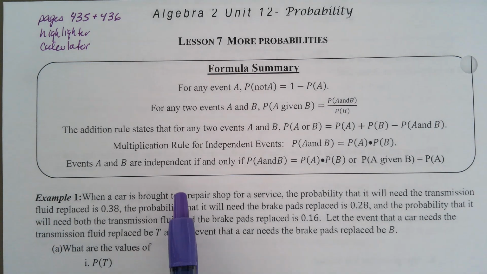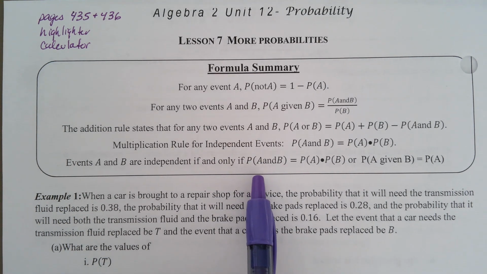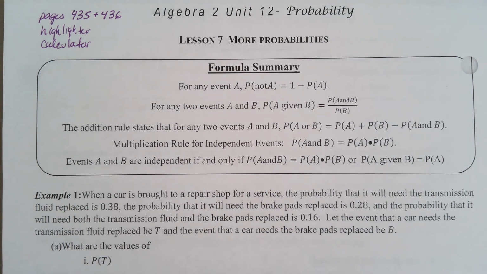And then events A and B are independent if and only if the probability of A and B equals the probability of A times the probability of B, and the probability of A given B would equal the probability of A.